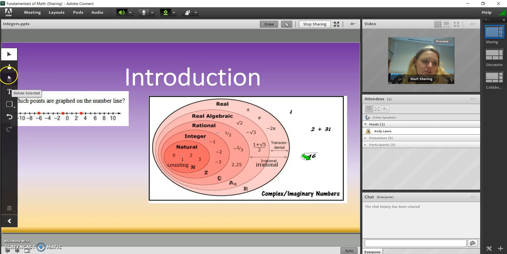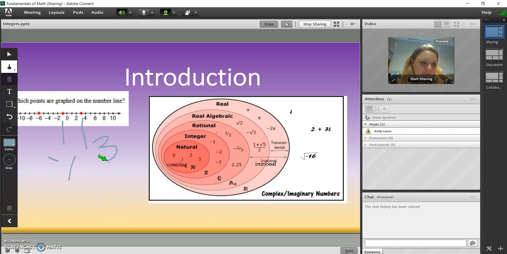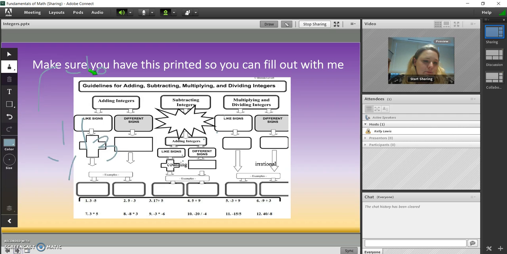We're going to focus on integers. Integers can be found on a number line. So this is 0. This guy right here is -1. That guy right there is 3. 1, 2, 3, 4, 5. 1, 2, 3, 4, 5, 6. This guy is -6.